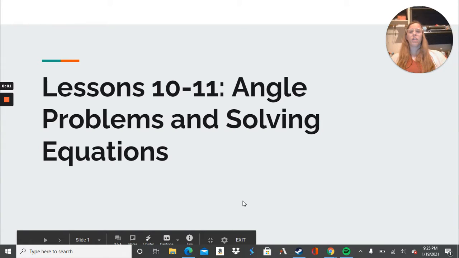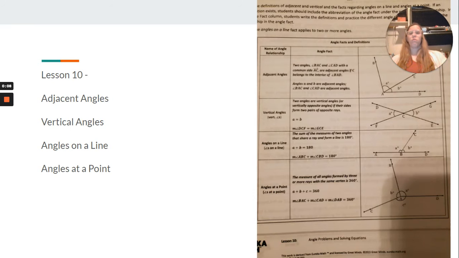7th graders, we are looking at lessons 10 and 11, which are angle problems and angle problems and solving equations. So first of all, let's look at this chart. We have 4 different angle relationships that we're going to talk about for lesson 10.